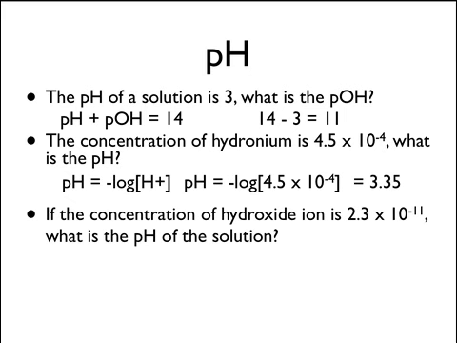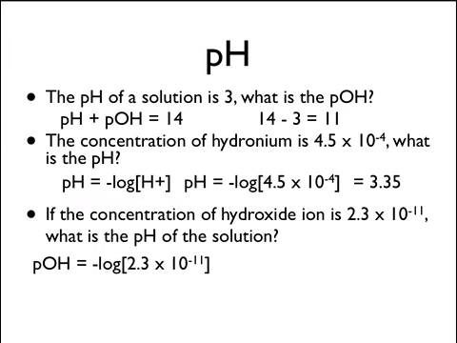If the concentration of hydroxide ion is 2.3 times 10 to the negative 11, what is the pH of the solution? Well, this is actually going to take 2 steps. We have an equation from a previous problem that said that pH was equal to the negative log of the concentration of hydrogen. Well, the same is true for hydroxide, OH. The pOH is equal to the negative log of the OH concentration.